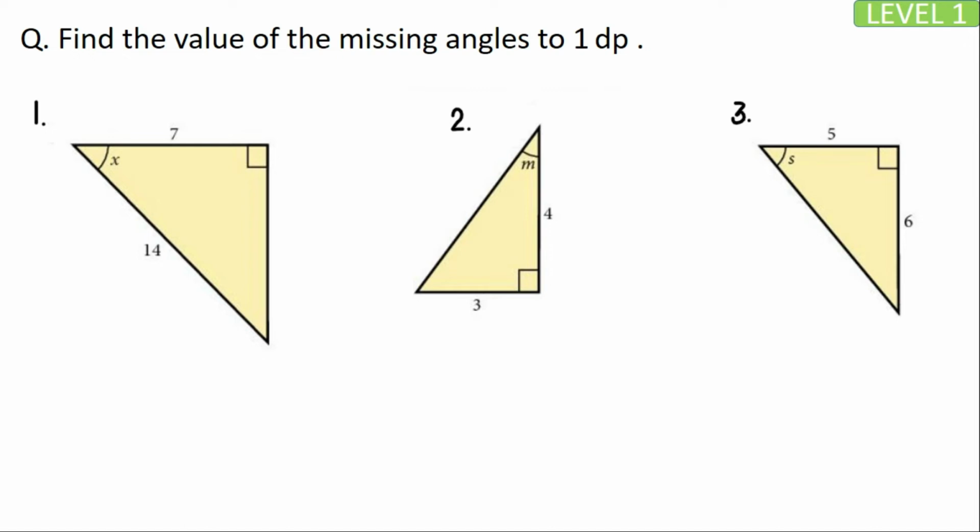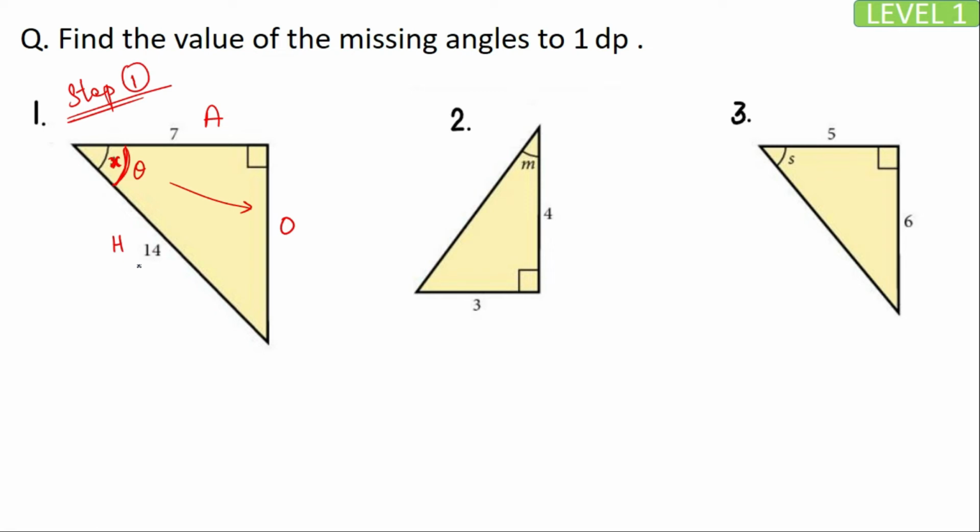Question 1. Find the value of the missing angles to 1 dp. So let me start with step 1. This is my angle theta, which is the missing angle. It's x here. So the question here is to find the value for x. Starting with labeling, I have the 90 degree, so H. This is the opposite side and the adjacent. So step 1 is done.